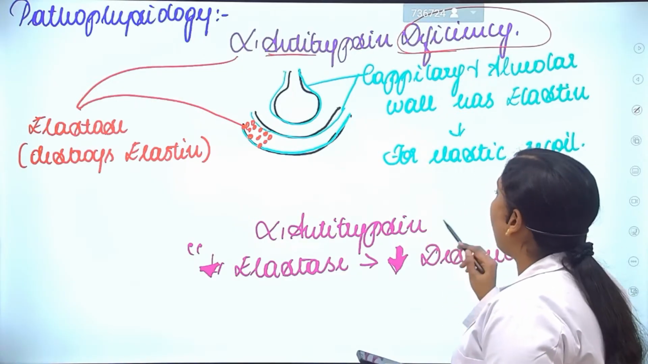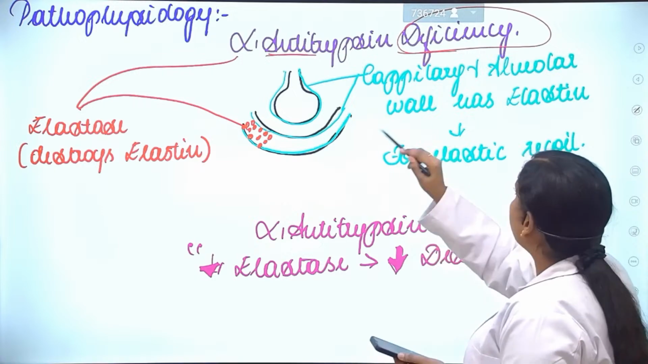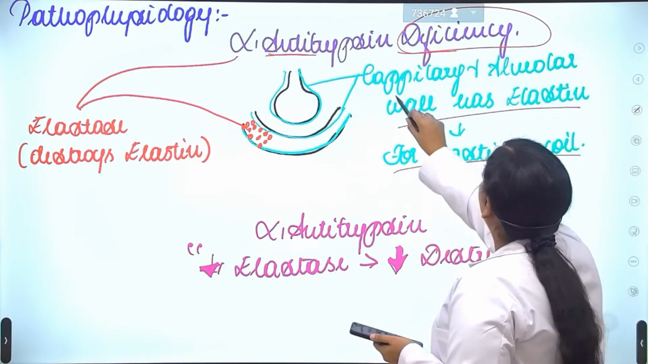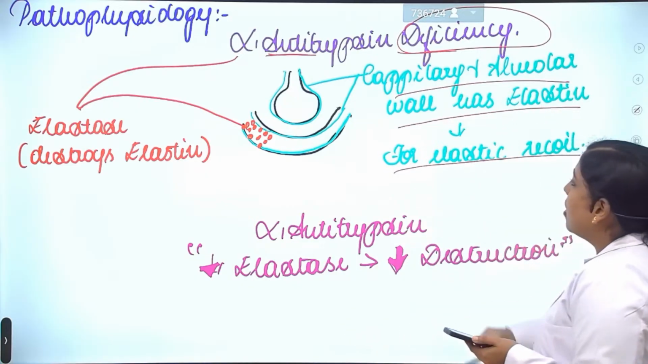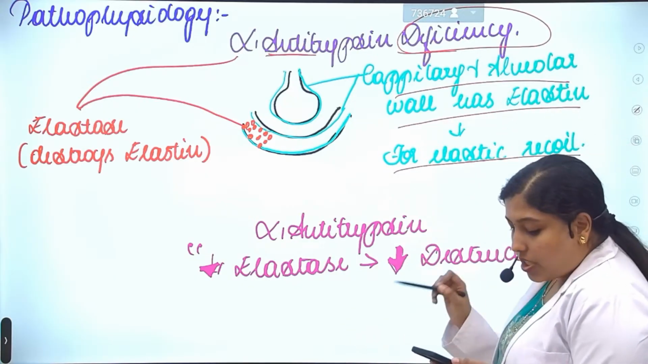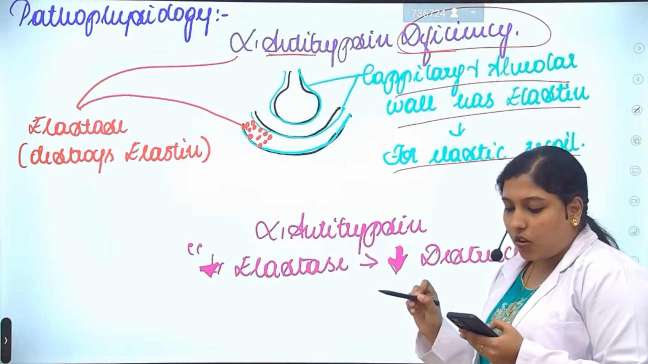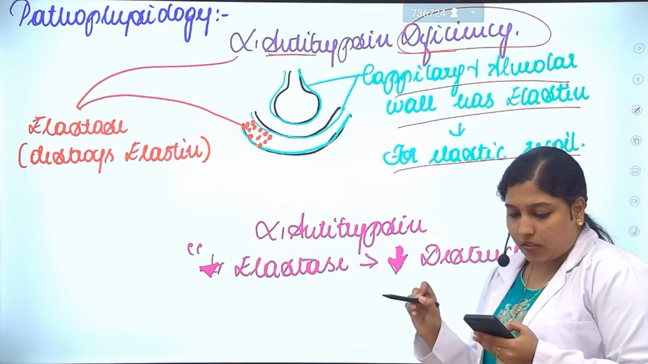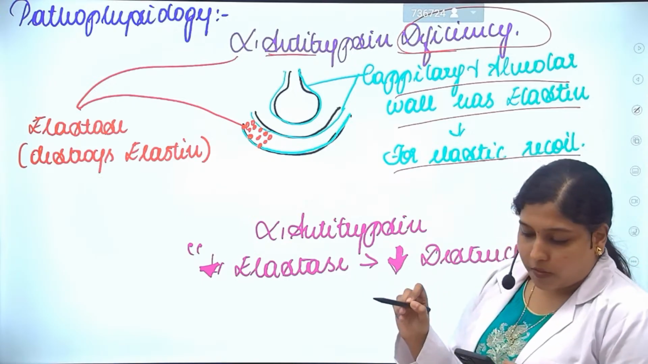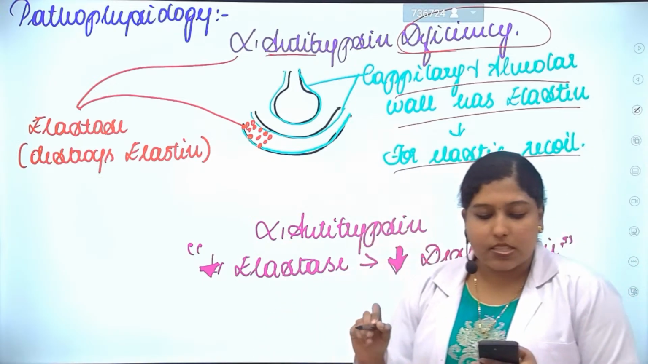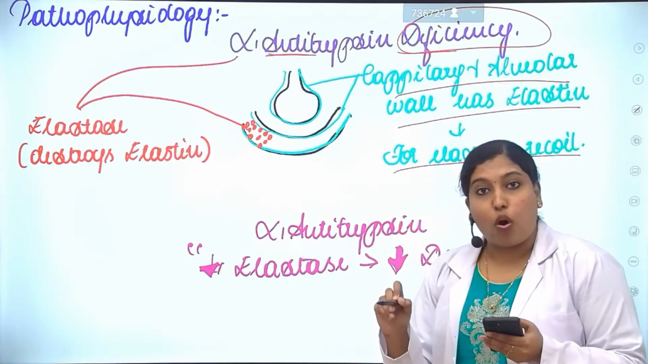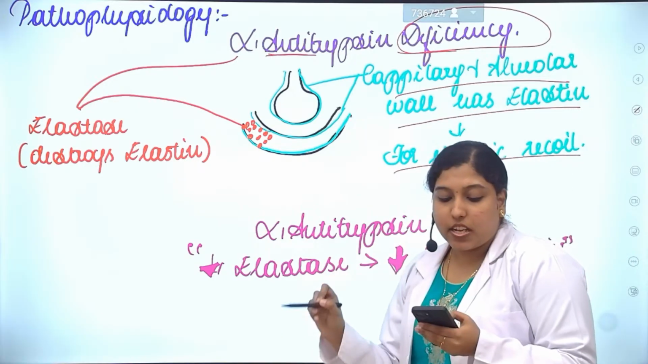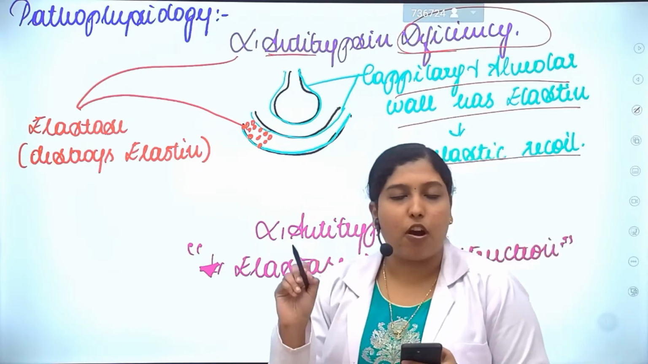Alpha antitrypsin is one of the important protein components which protects the wall of the alveoli, the elastin component. The capillary and the alveolar wall have an elastin component, and this particular elastin component is protected by your alpha-1 antitrypsin.